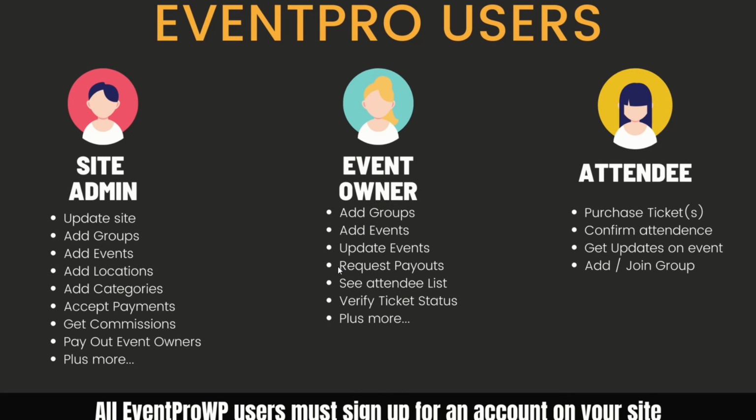I thought I'd throw in this slide here just to show the EventPro users. Basically, there are three types of roles in the EventPro site. You have the site admin that can do everything. You have the event owner that can create events, request payouts, see the attendee list, verify tickets and that kind of thing. And then you've got the attendee. So keep this in mind. If you're building a site and you are doing testing, it's good to create an account for each of these roles so that you can fully test it and make sure it's doing what it should do.